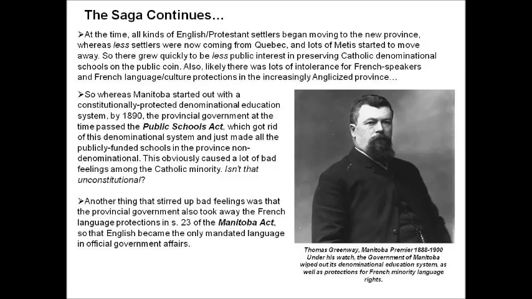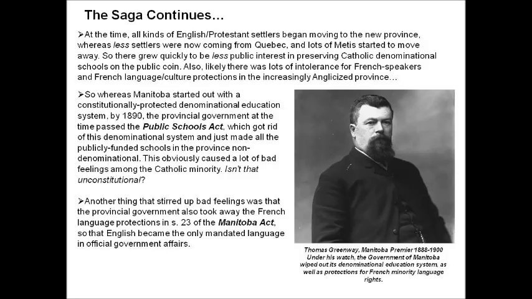There's French-speaking people who are Aboriginal people as well. Anyway, they started to move away as well. So imagine you get a big increase of English Protestants and a lot fewer French speakers and a lot fewer Catholics. So there grew to be quickly less public interest in preserving the Catholic denominational system, right? You get the majority starting to say, well, what the hell are we spending all this public coin on protecting these Frenchies, kind of thing, right?